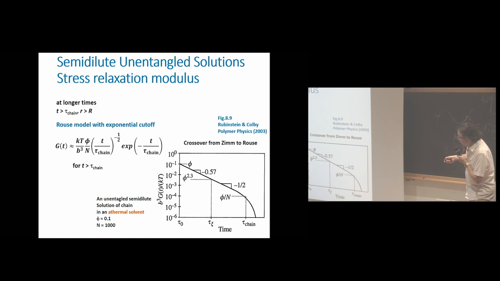So you can have, in fact, a crossover of Zimm mode and Rouse mode. The modulus is decreasing as a function of time, and until tau xi, you are inside the blob, so that you have Zimm mode, and the slope here is coming from Zimm mode in the case of an athermal solvent. After that, you have Rouse mode, so that the slope is minus 0.5. And then you have relaxation of the chain, the exponential cutoff.